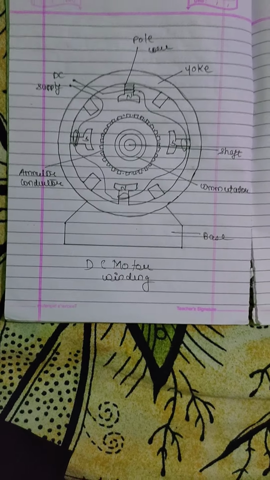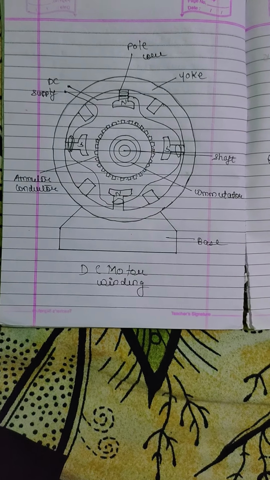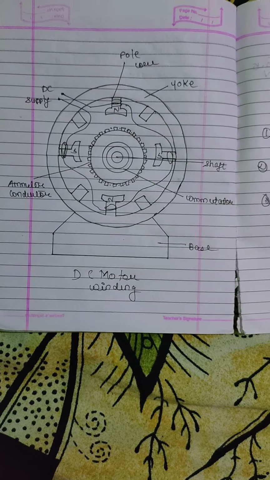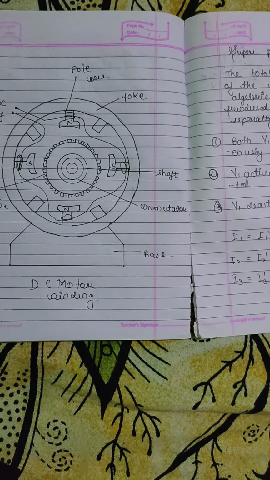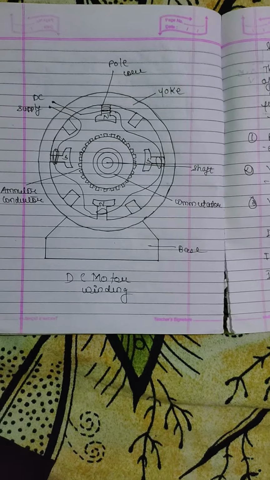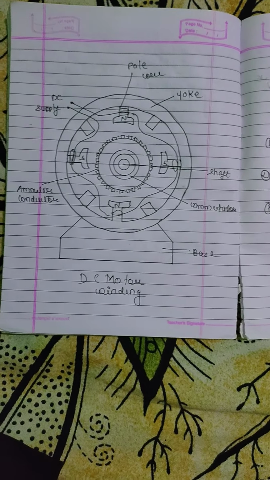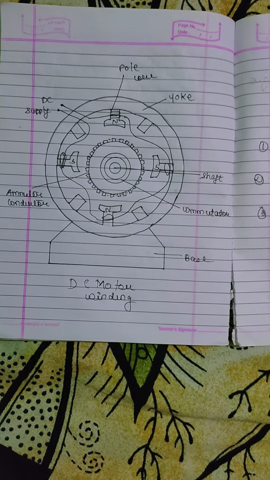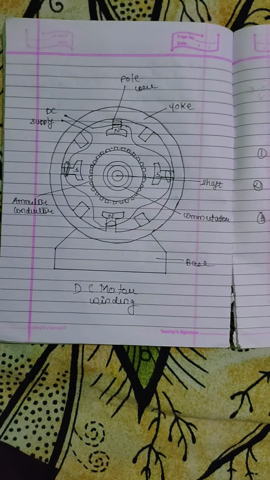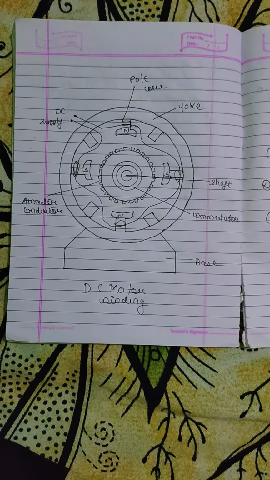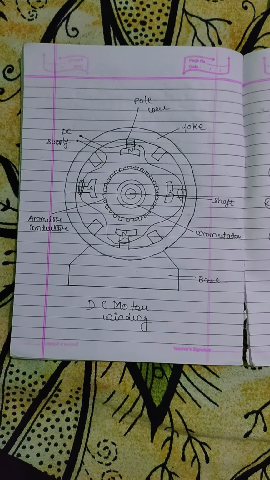To avoid friction, there is an air gap, and because of the air gap there is no friction. There is a carbon brush which collects the current in the DC motor and gives away the current in the DC generator, and it is made up of carbon. So that's it for the DC motor.